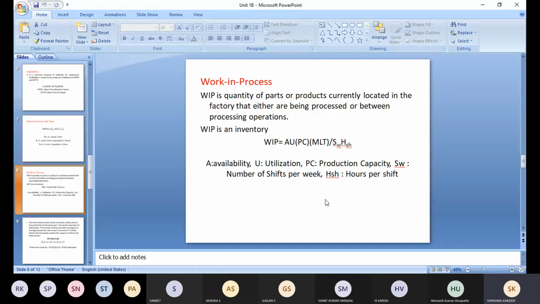Okay, try to remember these formulas. A indicates the availability, U indicates the utilization, PC is the production capacity, SW is the number of shifts per week, and SH indicates the working hours per shift.